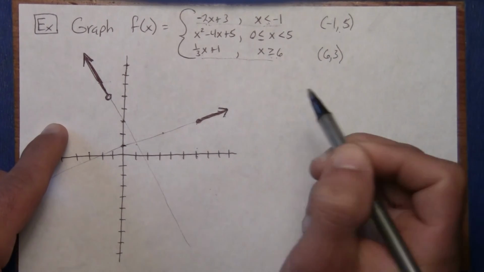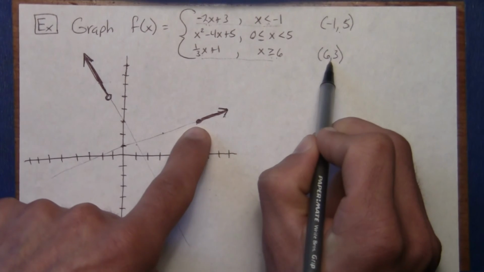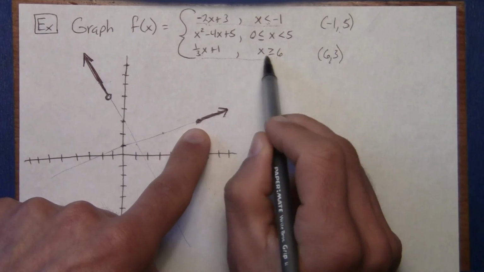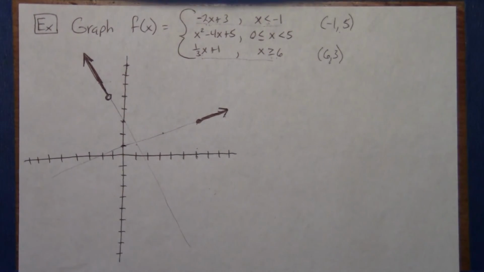Again, if you don't like doing it that way, you can always plot that starting point and then use the slope. It's up 1, 3 to the right, and I do want to go to the right because of the inequality, whichever you think is easier.